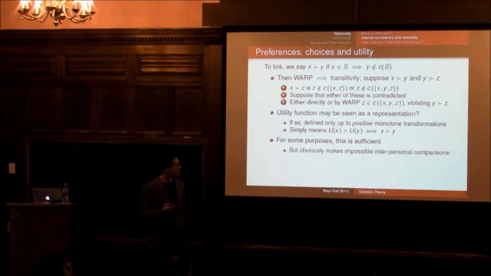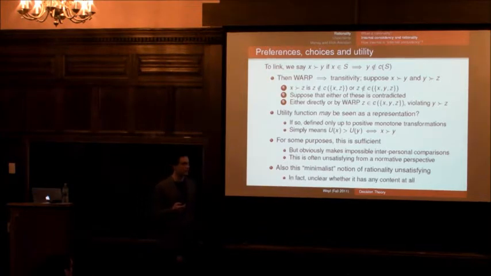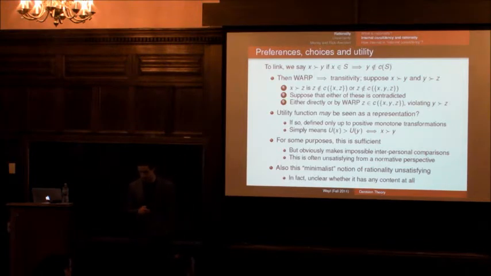And for some purposes this is sufficient, but it obviously makes it impossible to do any interpersonal comparisons of utility because the units are completely arbitrary, right? So there's just no way to compare across people, and it's therefore very unsatisfying from a normative perspective. I also, more importantly, want to argue that this minimalist notion of rationality is just unpersuasive, and in fact, it doesn't really have any content at all. So I want to try to persuade you of that.